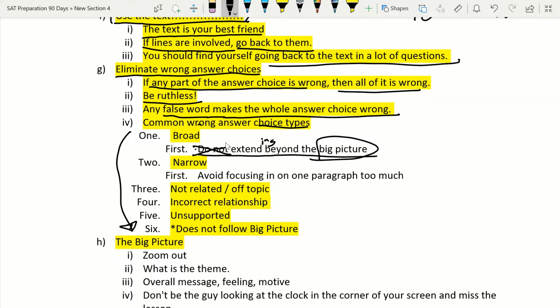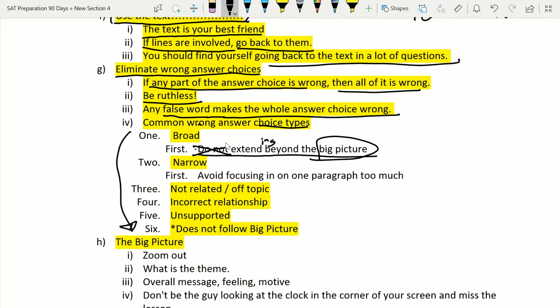Next, we would have too narrow. Let's use that same example. Let's say our whole passage was about earthworms rapidly populating in the Amazon forest, and that's going to cause ecological problems. Well, what would be too narrow then is if we only focused on the earthworm population increasing, and we ignored the ecological problems that that is going to cause.